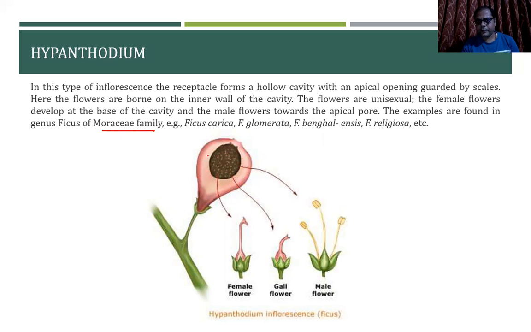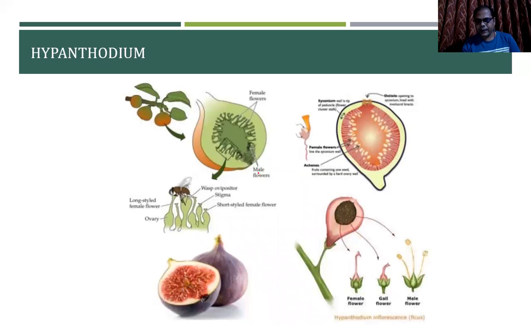So all your Ficus bengalensis, Ficus carica, Ficus religiosa, okay, so all your banyan, peepal, these all form the Ficus plant. So it belongs to the genus Ficus of the Moraceae family. Now, what is happening here? We have got the male flowers towards the upper end, and the female flowers towards the lower part. This is the opening, or the ostiole.